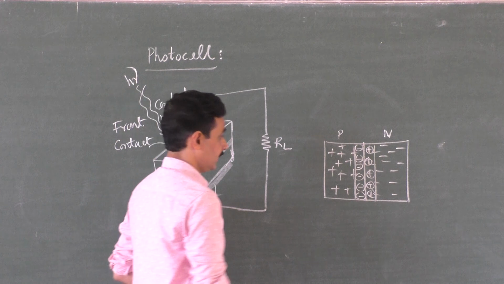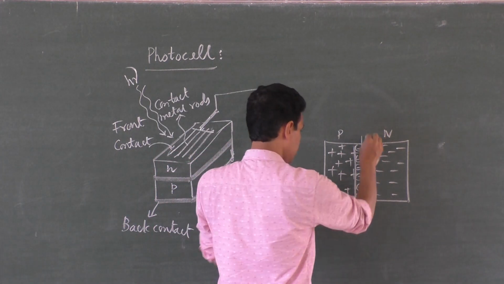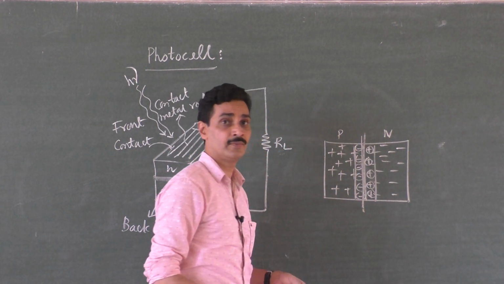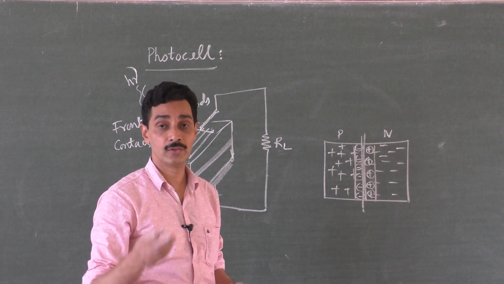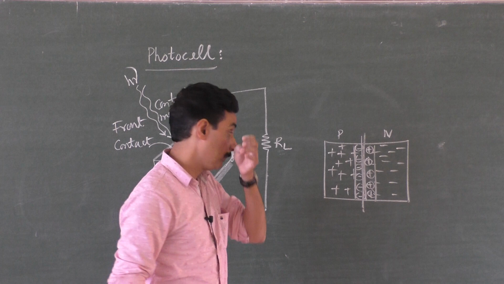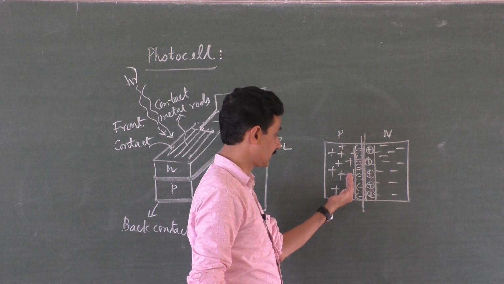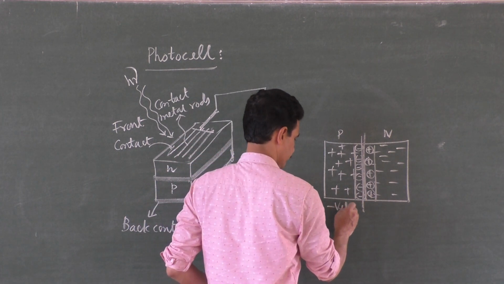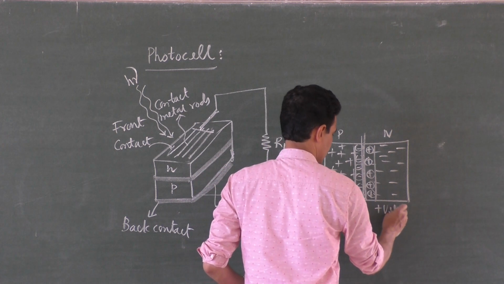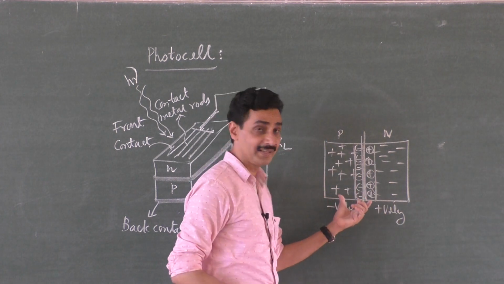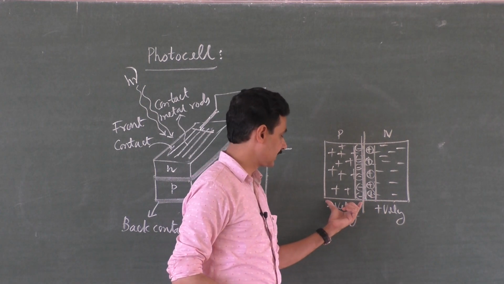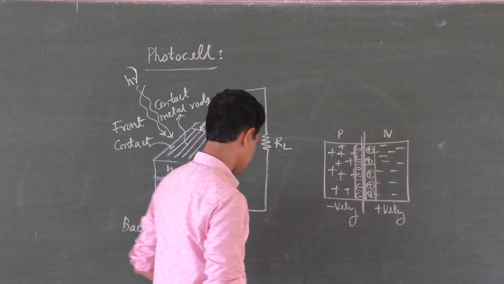Now if you compare, originally the p region and n region were neutral because they had doped atoms which are also neutral. But once the electron from here reaches here, this gets negatively charged and this gets positively charged because it has lost one electron. Totally it is neutral, but region by region, this region is negatively charged and this region is positively charged.